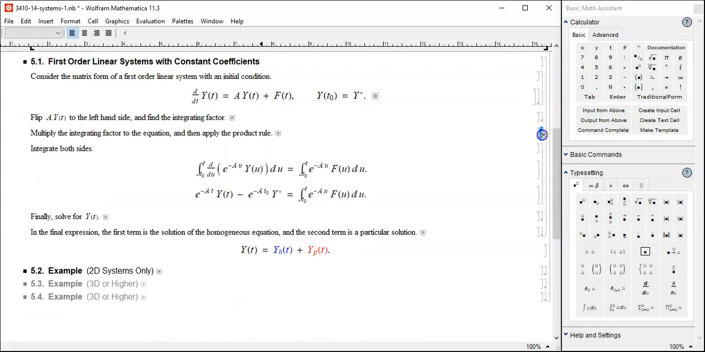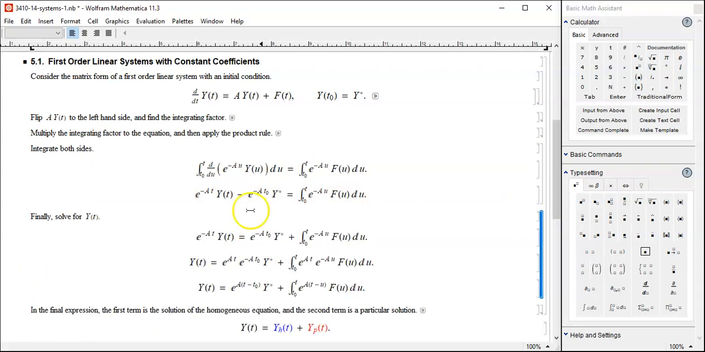Now from here, let's solve for y. Flip this one to the other side, and this is what you get. All right, and then divide out by this exponential. And can we do it? The answer is yes, of course, because this is always invertible.